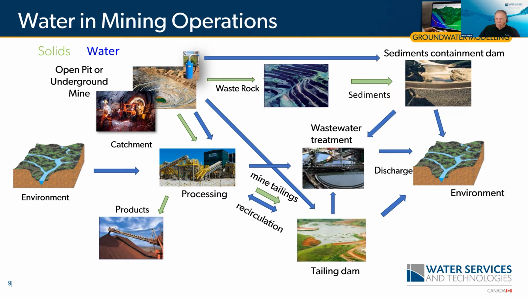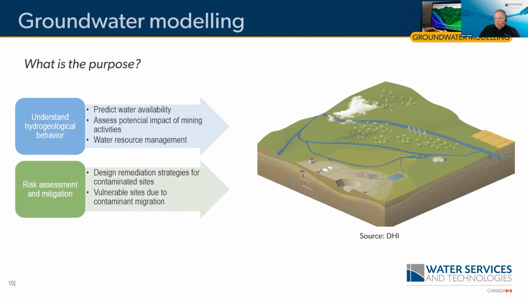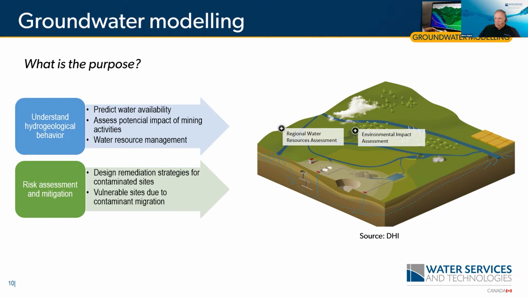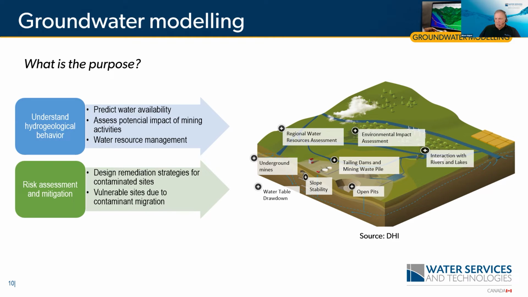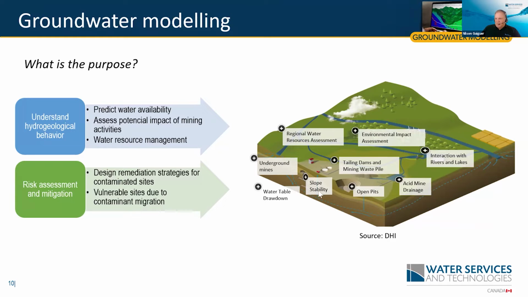So where groundwater modeling plays a role: it plays a role in understanding hydrogeological behavior, risk assessment, and mitigation. You can do regional water resource assessment: if you need water for operation, you want to know where to get it from. Then you can do environmental impact assessment. You can see how groundwater and surface water interact. You can do operations in open pits, either slope stability or dewatering open pits and underground mines. You can check the water table drawdown. You can calculate pore pressures as an input for slope stability. You can see the behavior of water in tailing dams. So you can have a lot of uses for groundwater modeling.